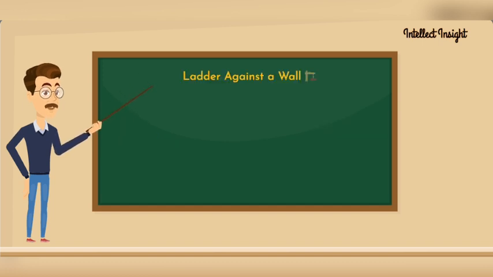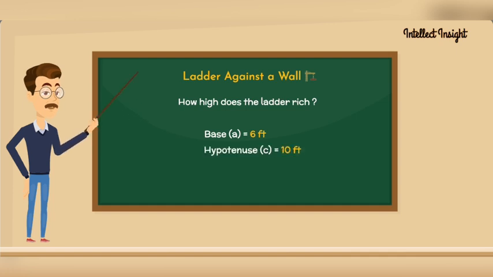Let's take an example: a ladder against a wall. Imagine you place a 10-foot ladder against a vertical wall so that the bottom is 6 feet away from the wall. Now, how high does the ladder reach? This is the question. Now, the solution: base a is equal to 6 feet, hypotenuse c is equal to 10 feet. Let's find height b.